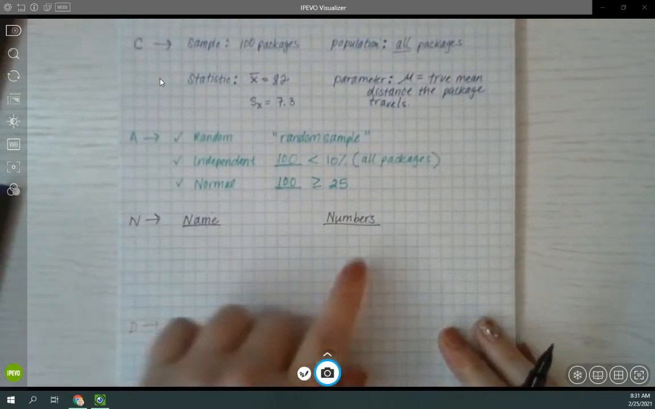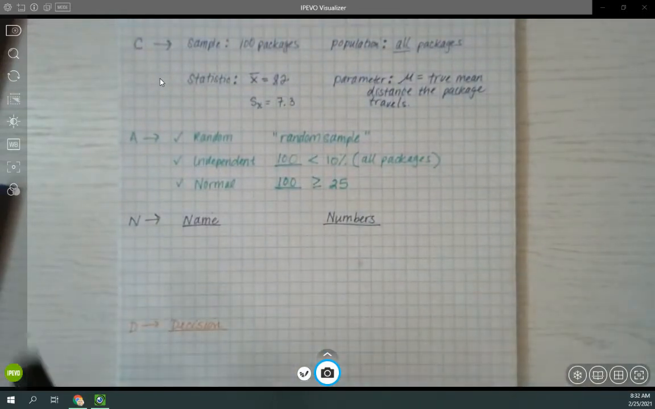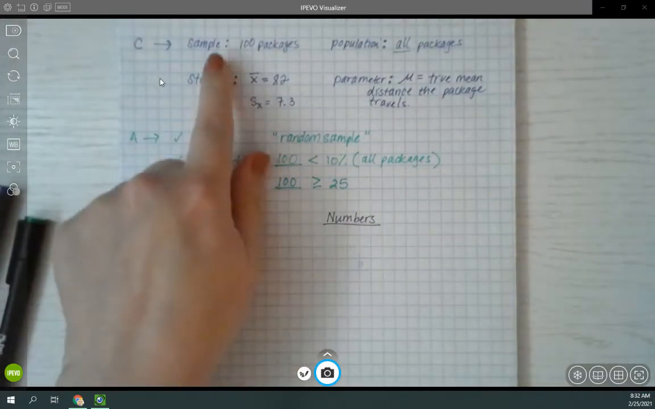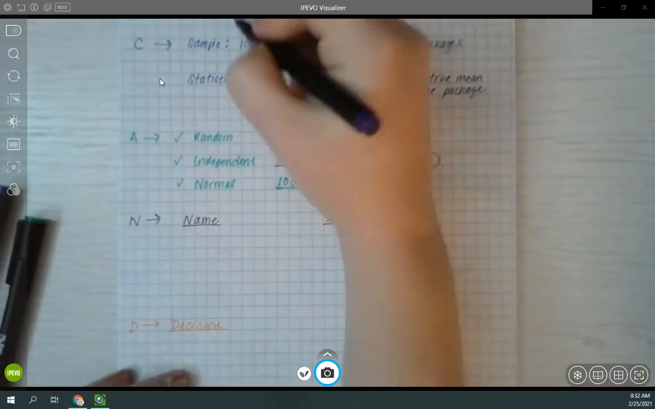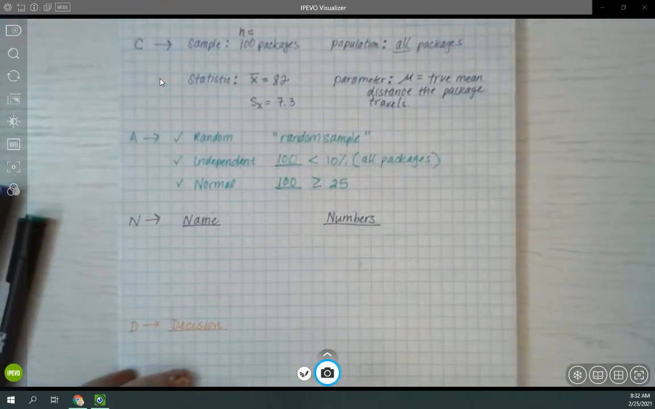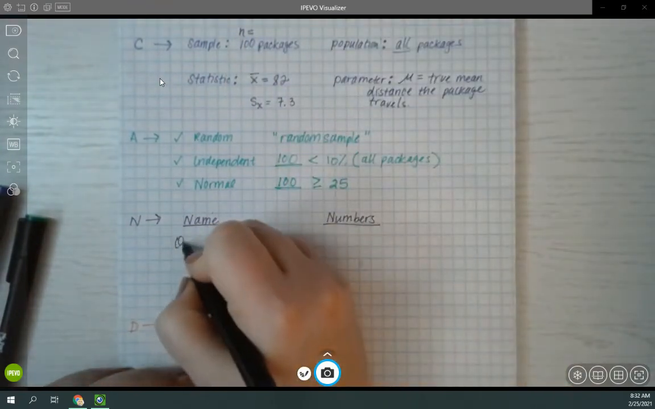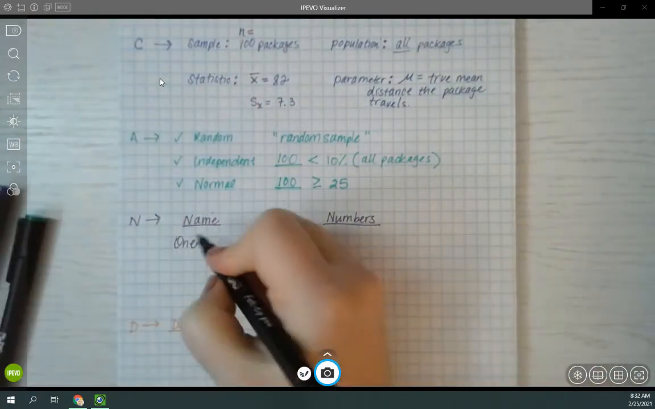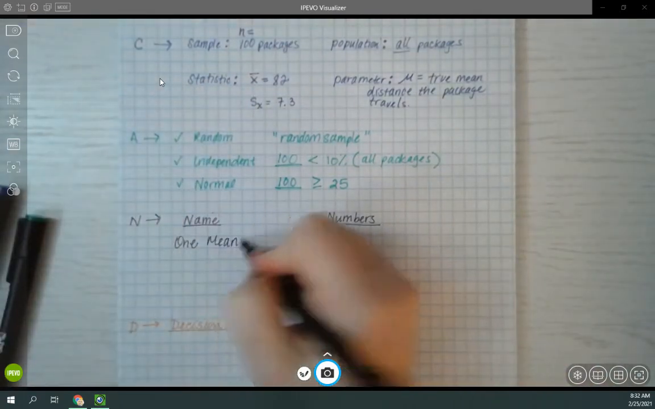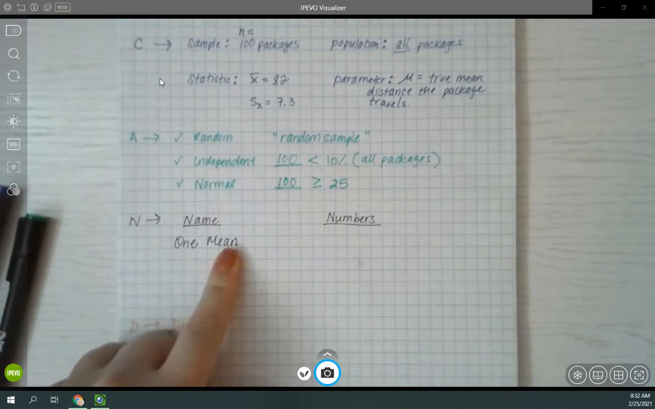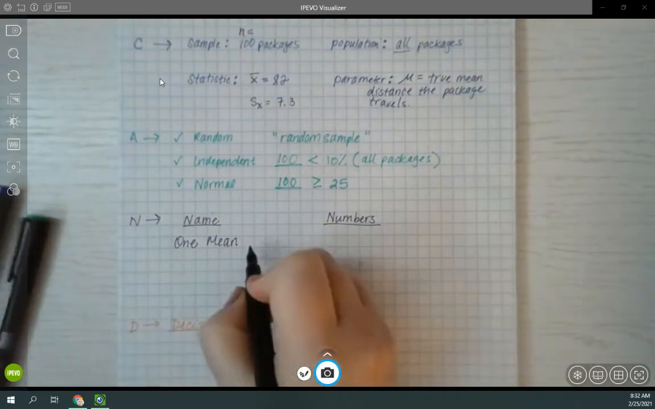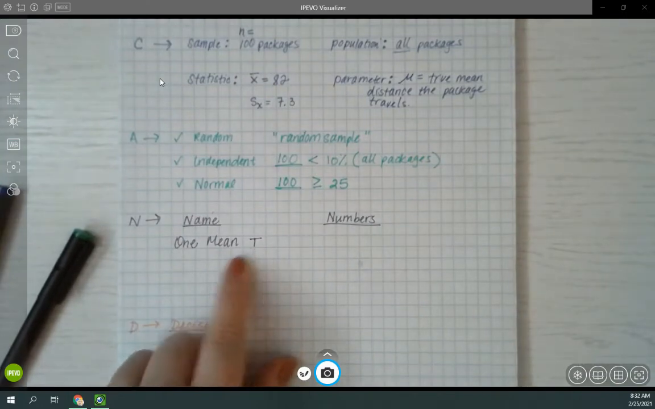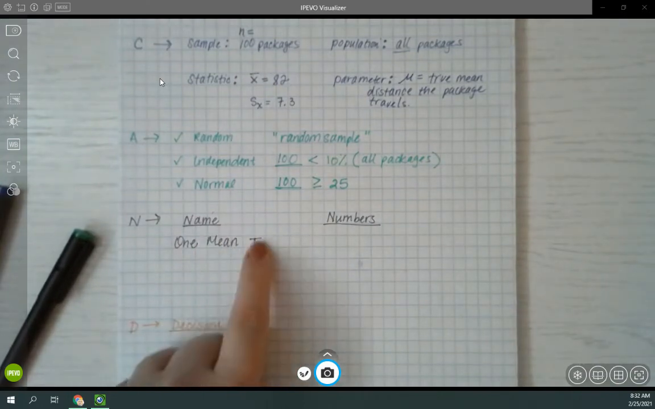Next is the name and the number. So I need to look at the information. How many samples do I have? There's only one sample. There's only one letter N. And so it is a 1. This is a mean. There are averages. Means do not use the Z table. They use the T table. And I like to say T is for tigers because tigers are mean, and that's how I remember it.